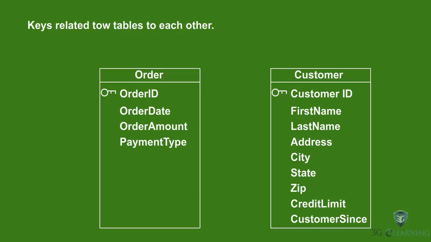So now we'll define an order table. Just for our example, we have 4 columns: order ID, order date, order amount, and payment type. Now what we've done is omitted the information that allows us to determine who actually created this order. So what we need to do is relate a row from this table back to a row in our customer table. To do this, we need to use a foreign key.